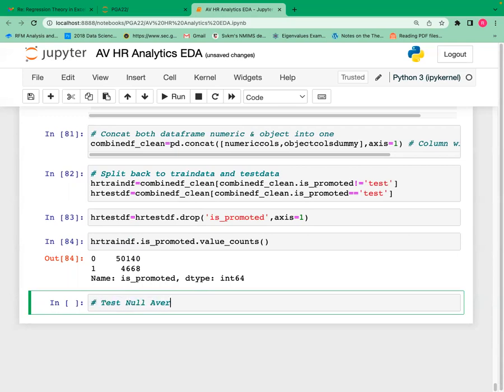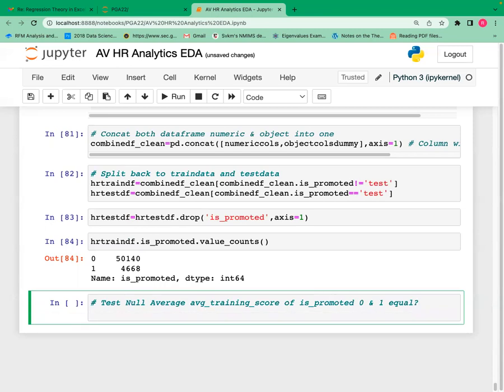Test null: the average training_score of is_promoted 0 and 1 is equal. Now there are exactly 2 levels in is_promoted, so this is a classic case for a 2 sample independent t-test. Exactly 2 levels are there, 0 and 1.